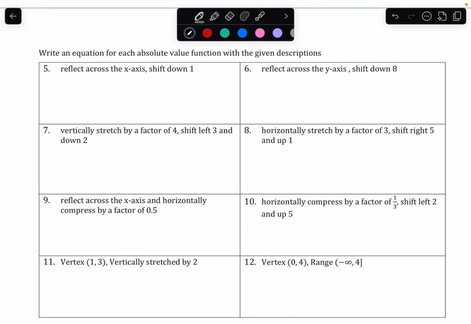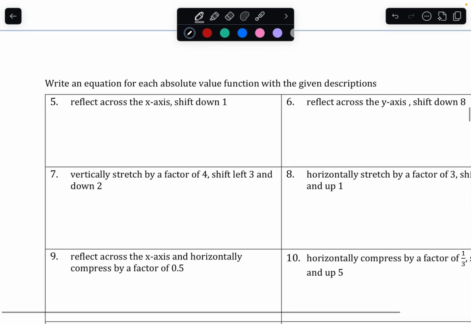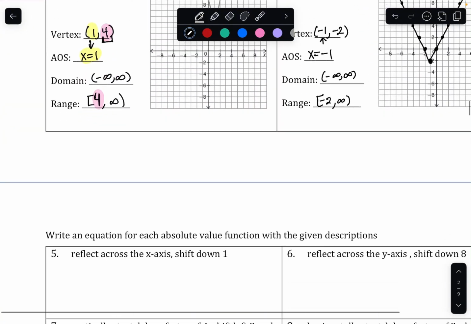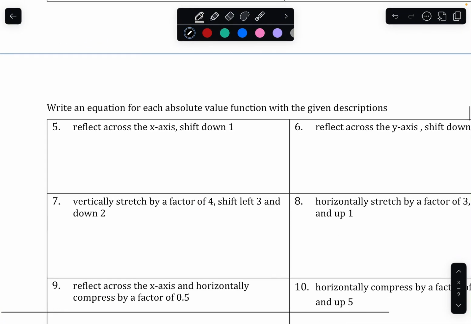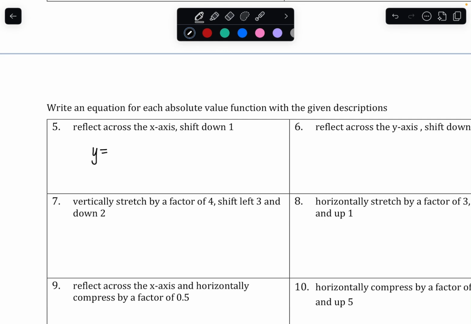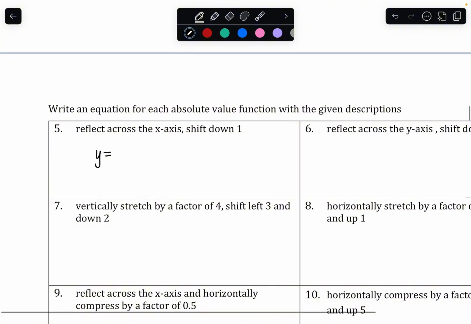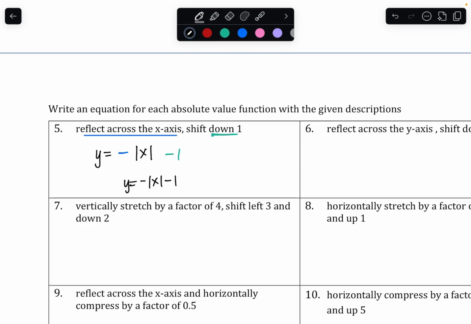All right, so the last part of these notes is they are going to give us the transformations and we're going to give them the equation. Each time we're going to have absolute value bars, and so we just have to decide where the scale factors go, where the numbers go. So this first one says reflect across the x-axis. That means I need a negative outside the bars. And then down 1, that means I need a -1 at the very end outside the bars. And so my final equation, written a little bit more concise, is negative absolute value of x, minus 1.